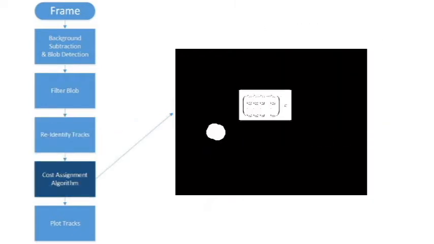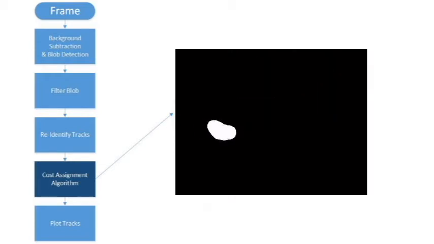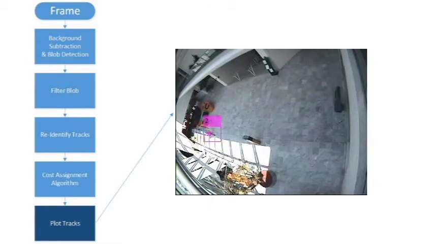Otherwise, we use a Hungarian cost assignment matrix algorithm to compare the positions of objects in the current frame to those in the previous frame, allowing us to know which object is which. Lastly, we assign each object a tracking number and plot its track along the camera frame.